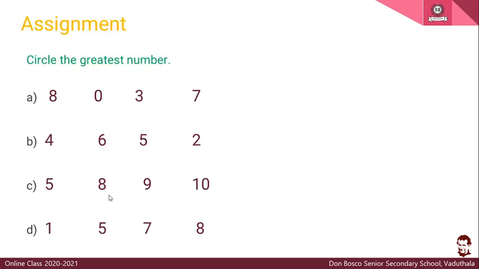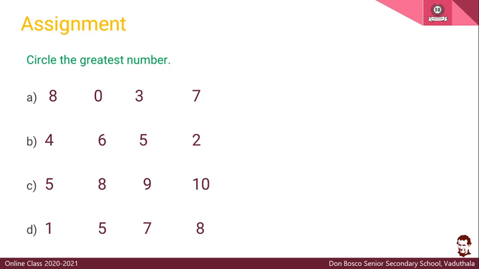Now we have assignments. You have to do your assignments in your notebooks. So the first assignment is circle the greatest number. In the first question you can see 4 numbers. What are the 4 numbers? 8, 0, 3 and 7. You can easily find out the biggest number. Which is the biggest number here? 8. Very good.